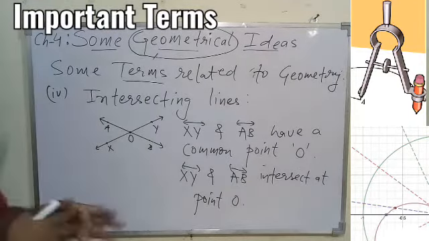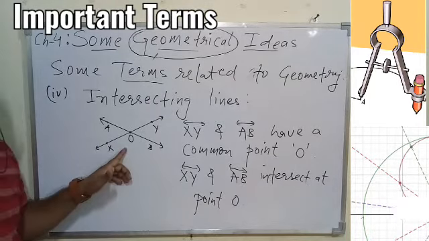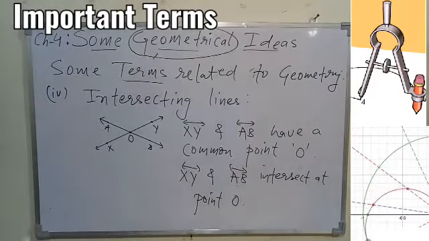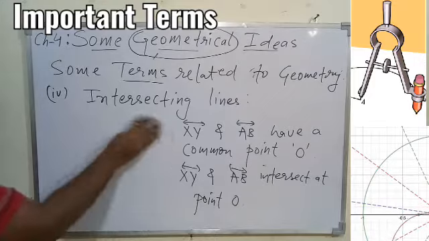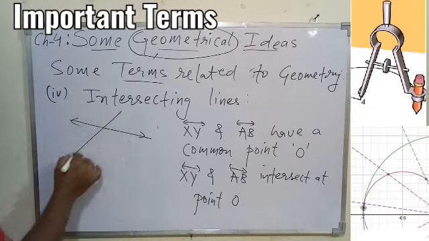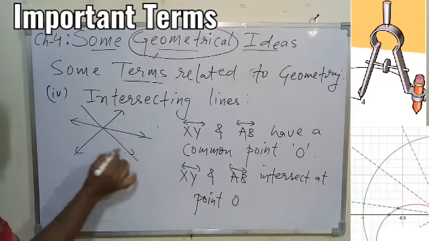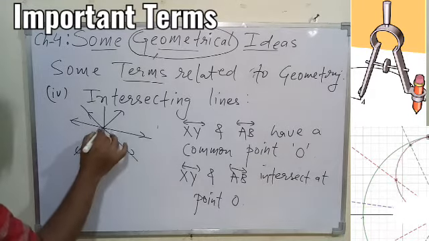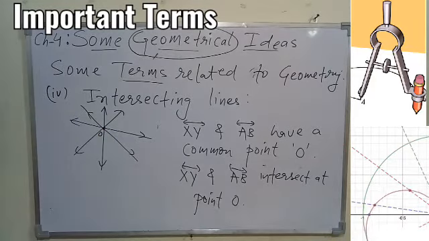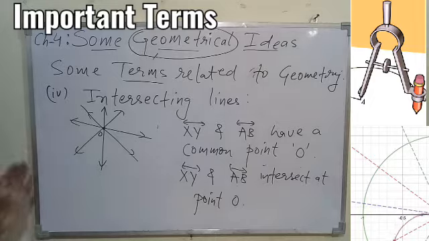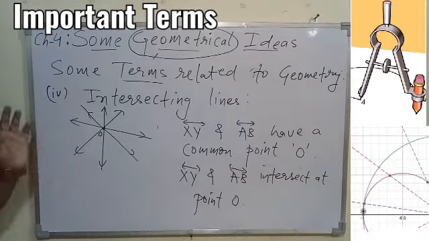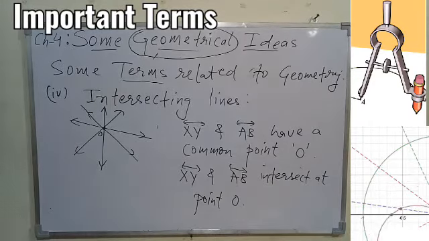So if two or more lines pass through the same point, then we can say these lines are intersecting lines. Okay, so I have shown you two lines only. I can show you many lines. Just take an example here. This is one line, this is another line, this is a third line and a fourth line, such that all are passing through the same point O. So we can say all these lines are intersecting lines, because all of the lines pass through a single point O. So that is one thing you have to understand here, the meaning of intersecting lines.